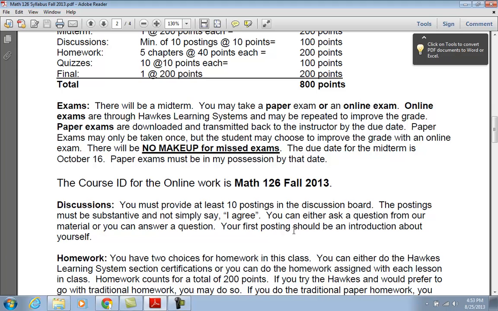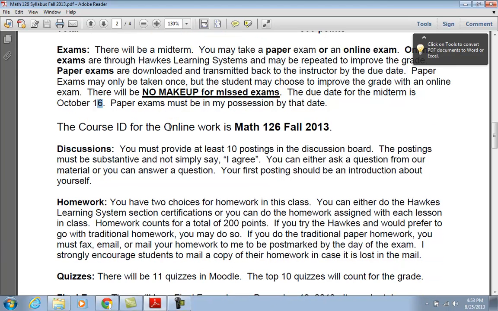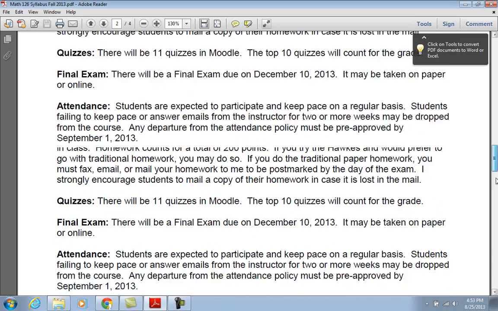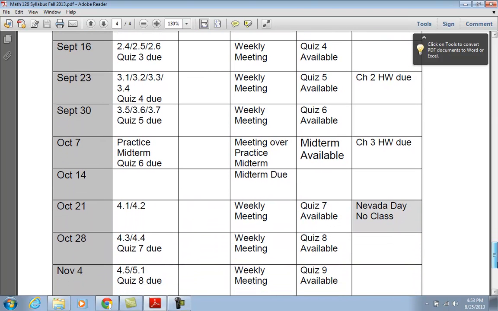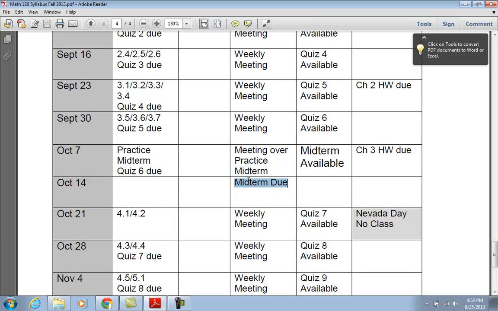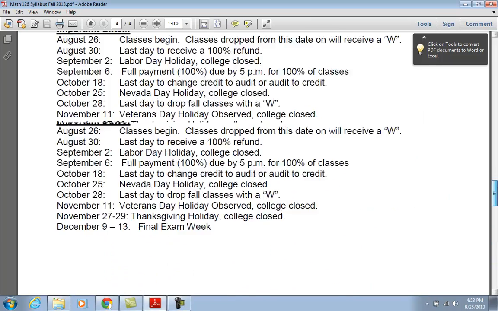The due date for the midterm is, I think this is wrong, it's actually the 15th. Paper exams must be in my possession by that date. Let's see what it says in the calendar. On the calendar, it is the 16th. Okay, so I'll hold that date.